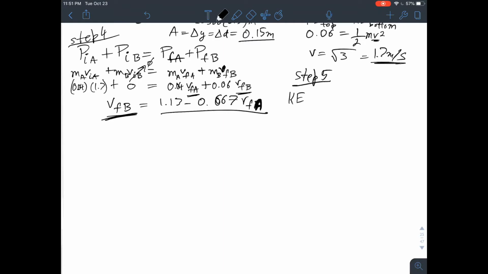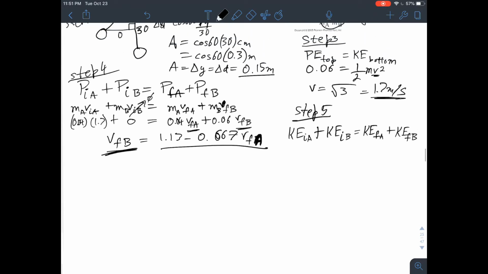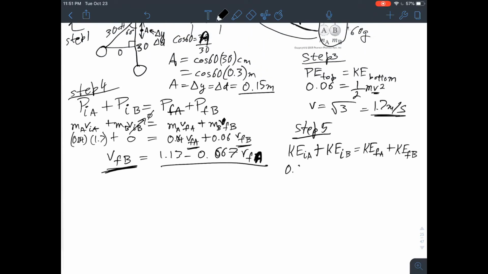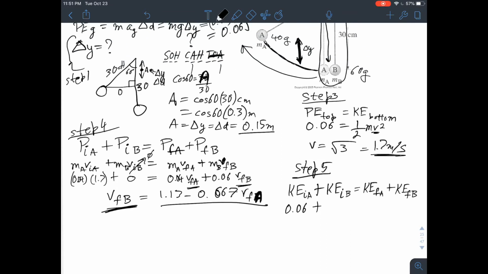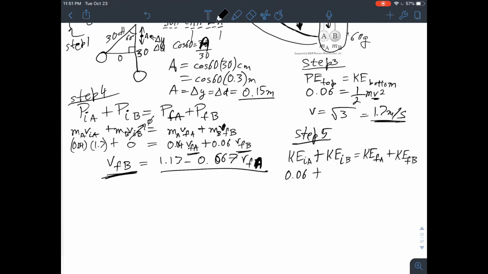So same thing, kinetic energy before is equal to kinetic energy after. I stands for initial, F stands for final. A, B, right? 1/2 mv squared is the formula, and you start working on it, and we all actually know this. This was 0.06. We solved for this in step 3, or step 2 really. It's the same as the potential energy. So there's that. Ball B wasn't moving, so that's going to be 0. 1/2 mv squared, V is 0, so the entire equation is 0.